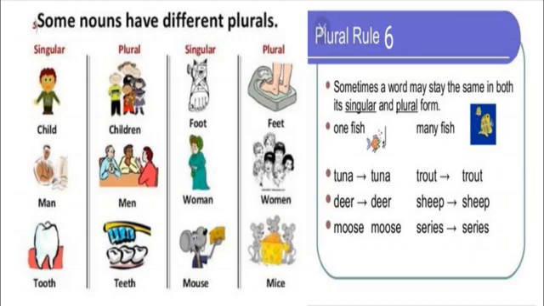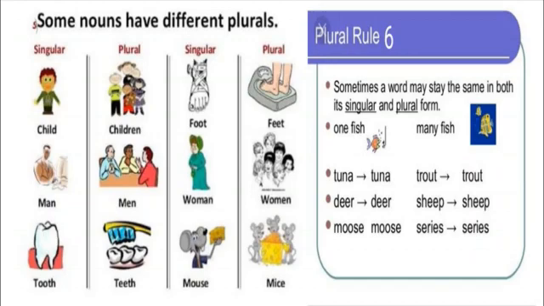One tuna, two tunas. One deer, two deer. One moose, two moose. One trout, two trout. One sheep, two sheep. One series, two series. Now notice that these words fish, tuna, deer, moose, trout, sheep and series, they do not change. We don't need to add anything to them when we change them into the plural form.